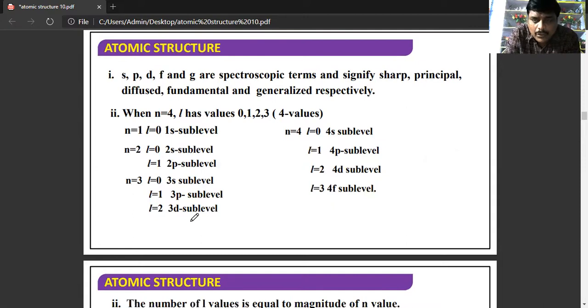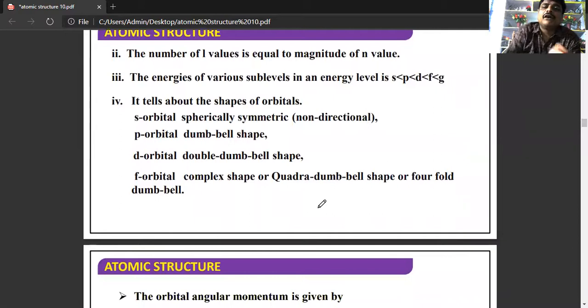If n is equal to 1, L is equal to 0, that is the 1s orbital. If n is equal to 2, L is equal to 0 means 2s, and L is equal to 1 means 2p orbital, and so on. The number of L values is equal to the magnitude of the n value. If you see the energies of various orbitals, s is lesser than p is lesser than d, and so on.